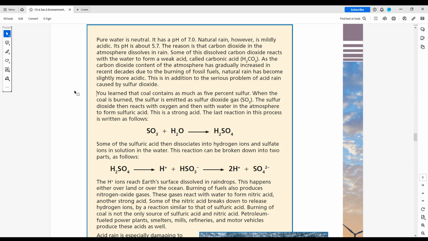You learned that coal contains as much as 5% sulfur. When the coal is burned, the sulfur is emitted as sulfur dioxide gas. The sulfur dioxide then reacts with oxygen and then with water in the atmosphere to form sulfuric acid. This is a strong acid. The last reaction in this process is written as follows.